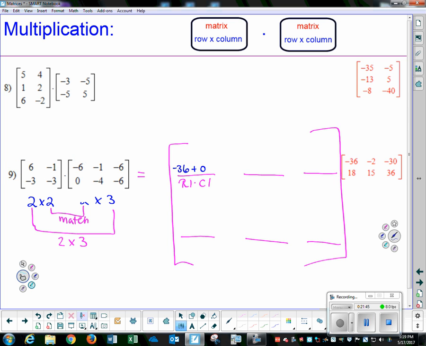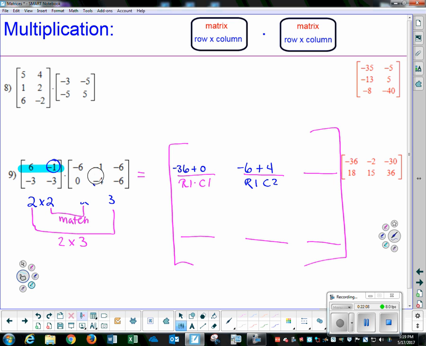Now we're moving over. We're taking row 1, column 2. Okay, there's my column 2. 6 times -1 would be -6. -1 times -4 makes +4. And I know, honestly, you guys, you could add that together as you're saying it, and feel free to if you get the hang of this now.